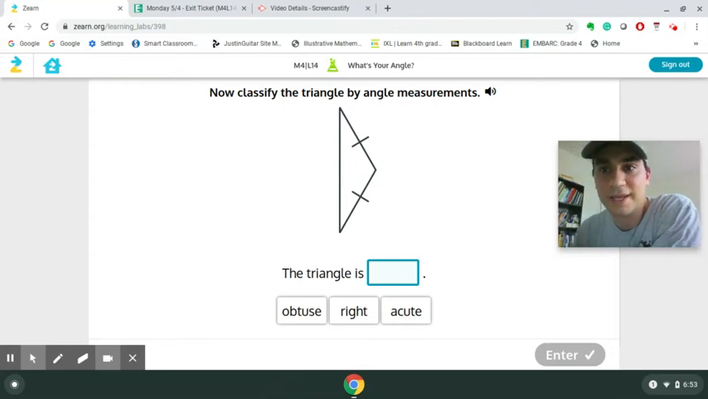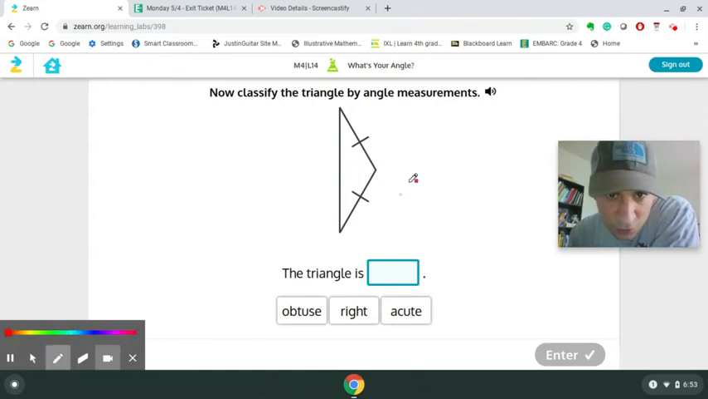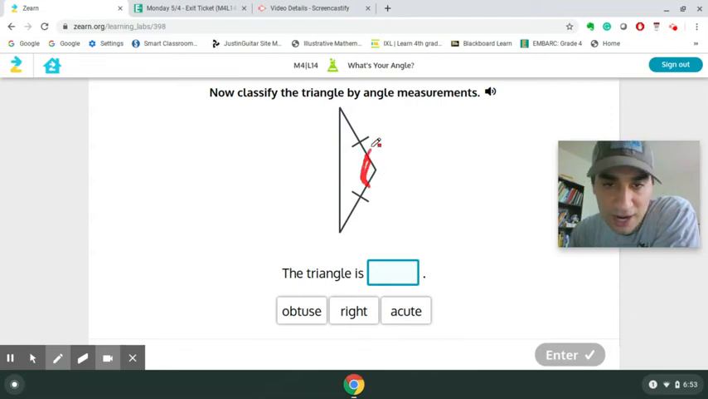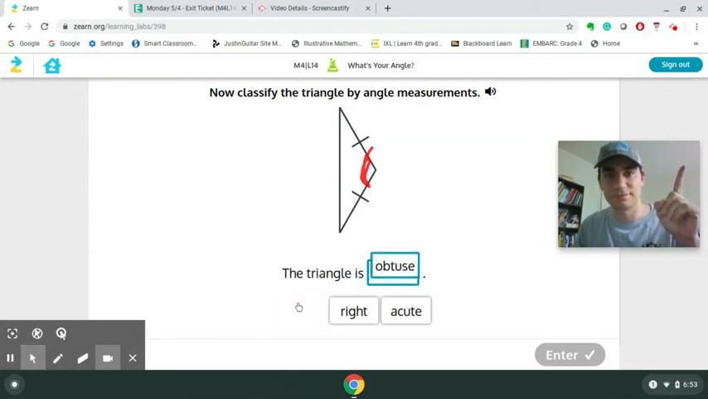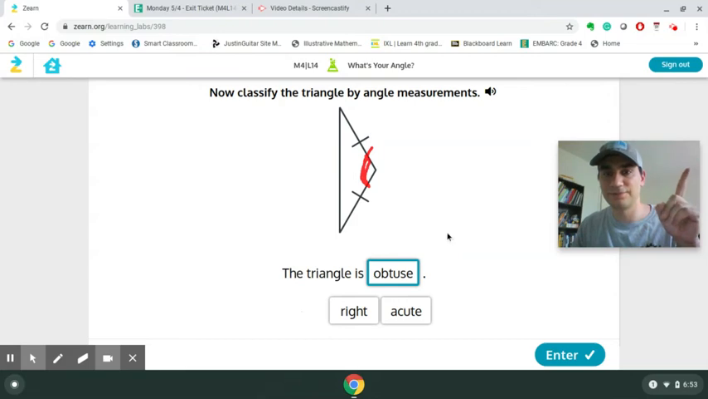All right. Is this an obtuse, a right, or an acute angle? We already know that it is an isosceles triangle, but how can we classify it based on angle? Well, it looks like it has at least one obtuse angle, and if a triangle has just one obtuse angle, it's called an obtuse triangle.